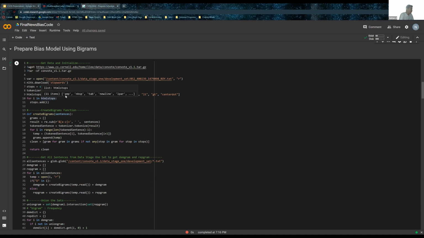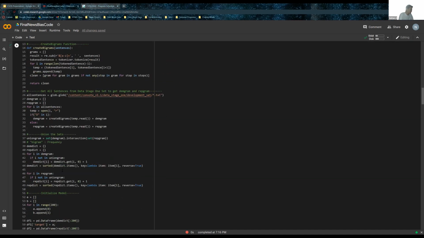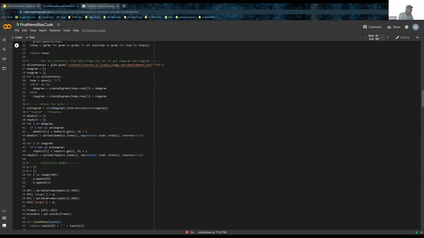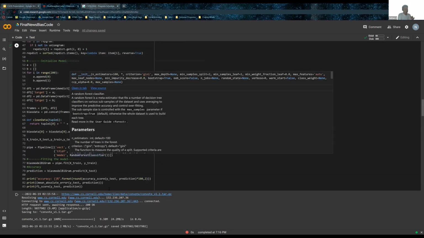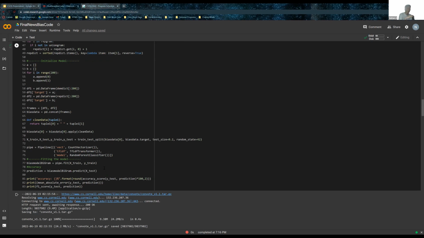So what we end up doing is we use bigrams. We split every sentence into a set of two words and then check for their frequency. As you can see here, we split them into Democrats and Republicans. We have a bigram for each of these, and then we append them to a data frame, and then we run the model. Basically, we want the model to view each bigram as a Democratic bigram or a Republican bigram.